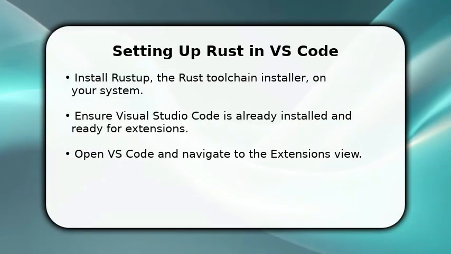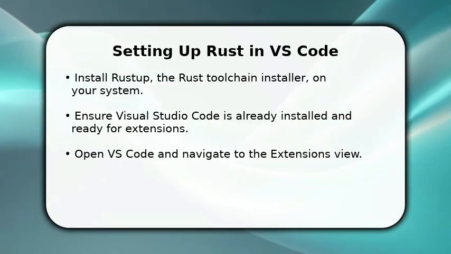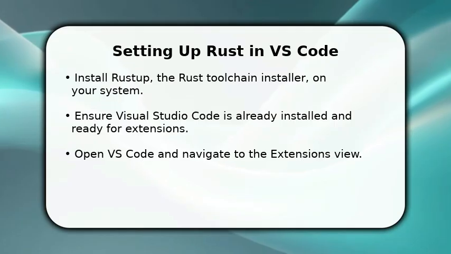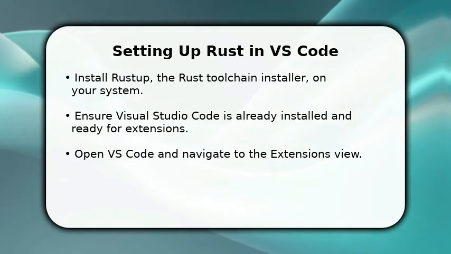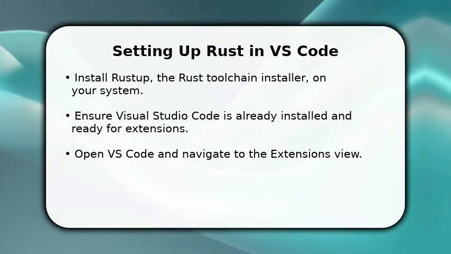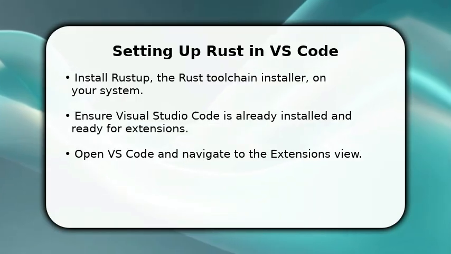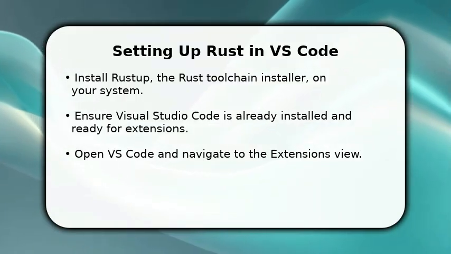In this video, I will explain how to run Rust code in VS Code. Start by installing RustUp, the official Rust toolchain installer. This essential step provides the Rust compiler, cargo, and other vital tools.